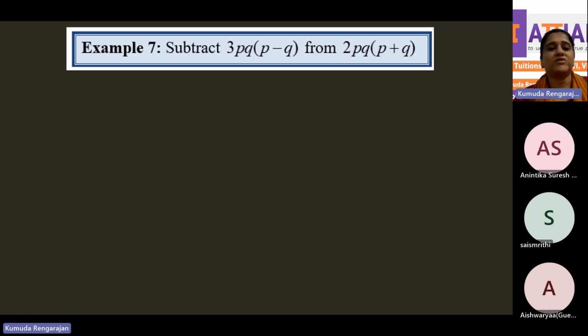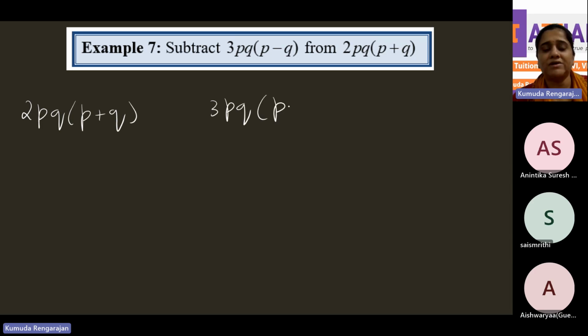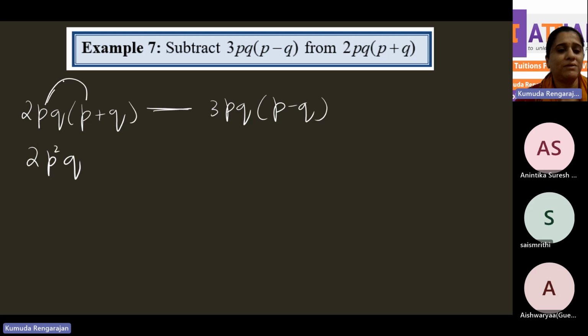So which one to write first? The first term should be written as 2pq, the 2pq multiplied by p plus q. Then we have to write 3pq and 3pq into p minus q, separated by what sign? Minus. Why? Because subtraction. Now multiply these two. 2p square q. Multiply these two. Plus 2pq squared.